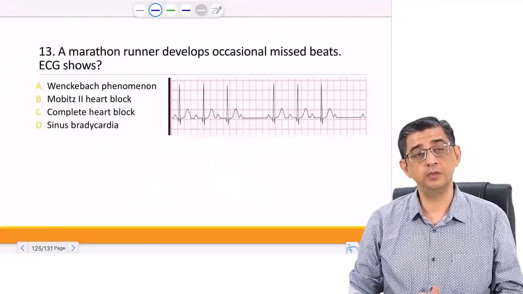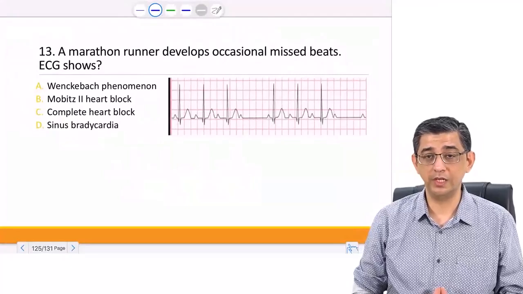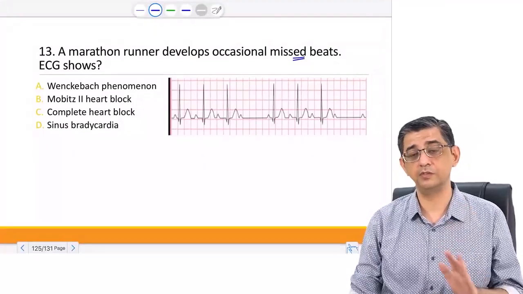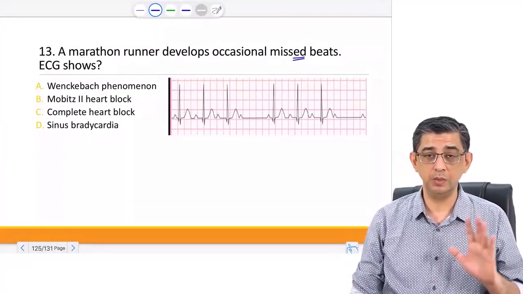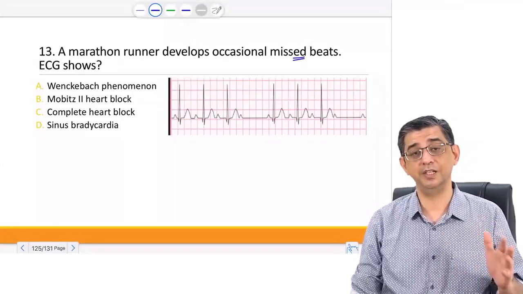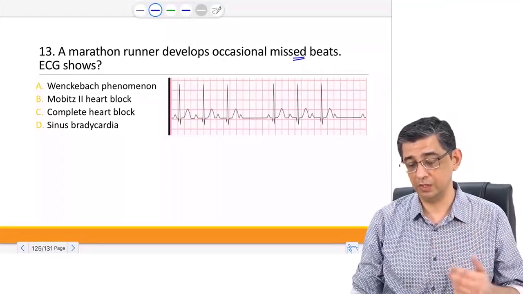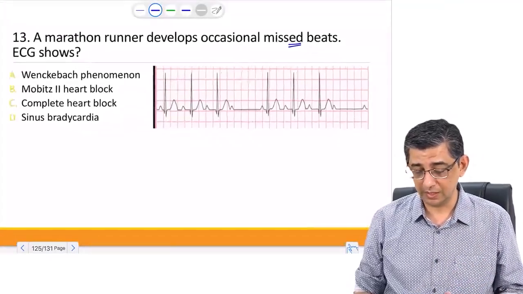The next question talks about a marathon runner who is developing occasional missed beats. So the moment you read about missed beats, your first thought process will be that this would be either Mobitz 1 or Mobitz 2 heart block, because that is where there is going to be a problem either in the AV node or in the bundle of His, and that is where the missed beats will come. So let us just analyze the ECG.